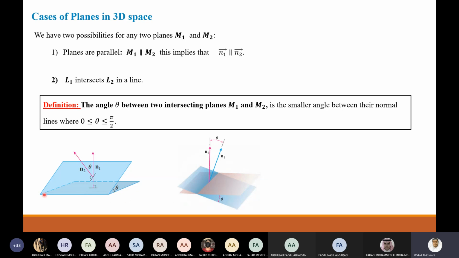Okay, and look here, the intersection. What will happen here if they intersect? You will get a line. And here, if you look here, you will get a line. Okay, you will get a line like this.